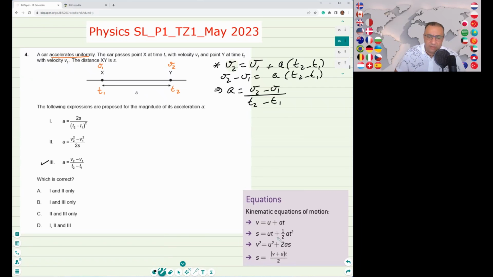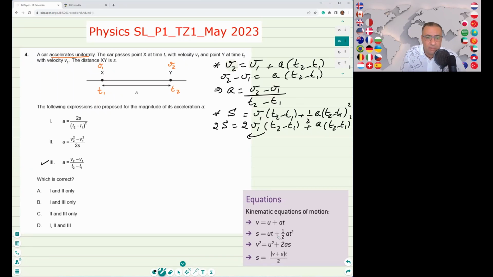Now, if we use the second equation, s equals ut plus half at squared. Here s is the displacement traveled, u is the initial velocity, which the question calls v1, and t is delta t again, so t2 minus t1. Then plus 1/2 times a multiplied by t2 minus t1 all to the power of 2. If you multiply everything by 2 to deal with the fraction, it's going to be 2s equals 2 times v1 multiplied by t2 minus t1, plus a times t2 minus t1 squared. Now you can shift this term to the other side with a negative sign.